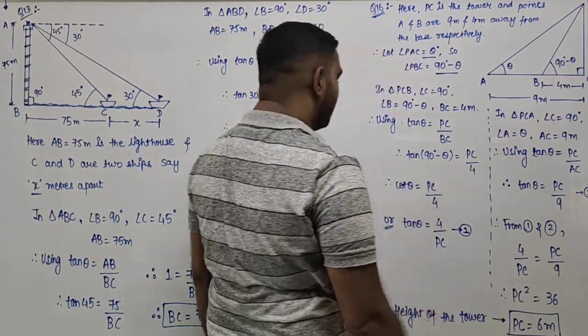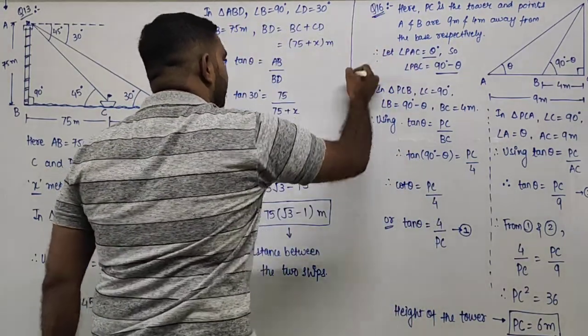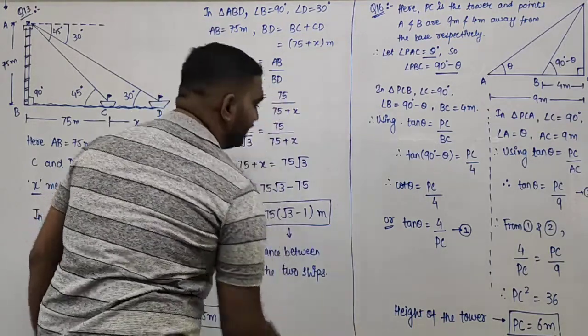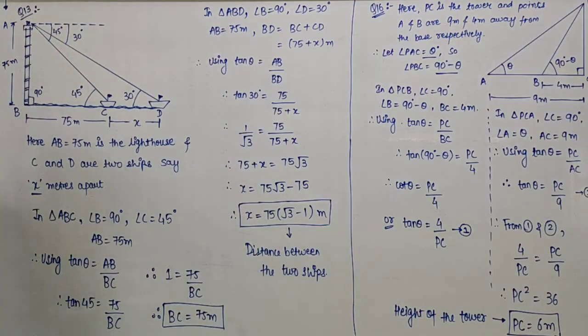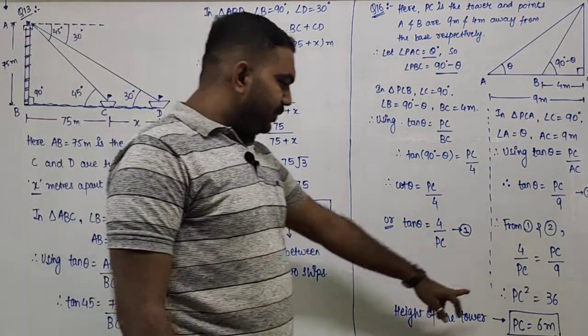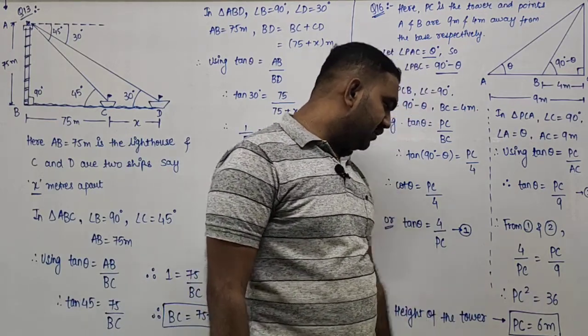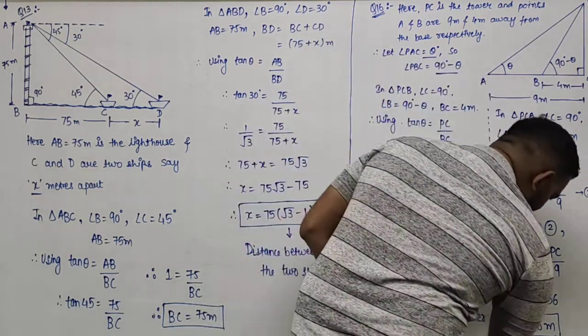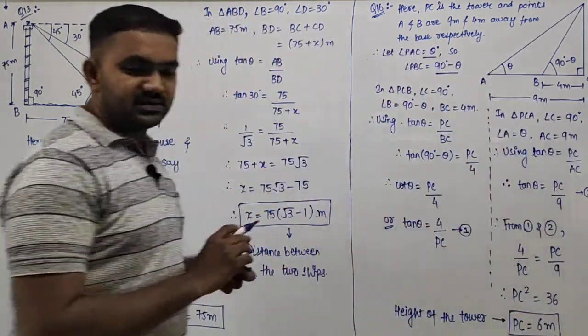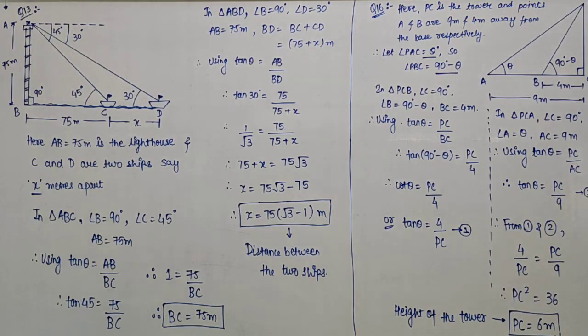The value of PC square is 36, so to find PC you have to take the square root on both sides. The square root of 36 will be plus or minus 6. But height can never be negative, so we will remove minus 6 from plus or minus 6. And hence we will get only plus 6 as the answer. This is what we need to find out. PC is equal to 6 meter, or height of the tower is equal to 6 meters. Is that clear?